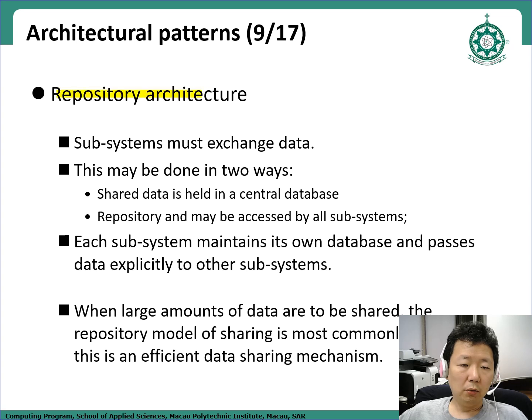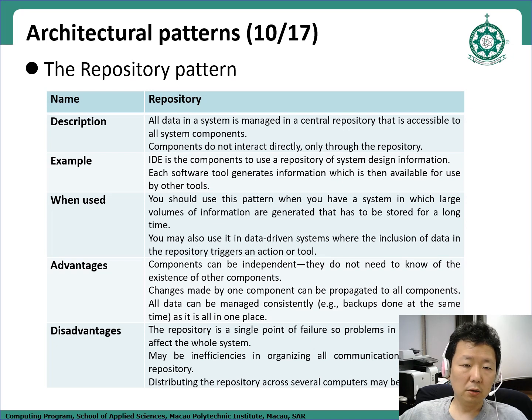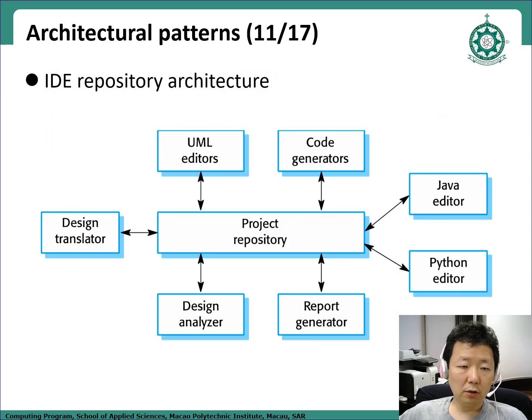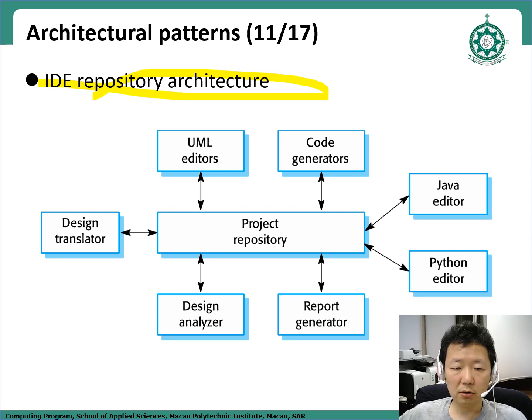And then when you design the system, you need to consider the repository architecture, or storage architecture, which means how data will be exchanged or stored. You can take a look at the definition, and again you describe the repository pattern based on this criteria. What is the description of the repository architecture? What is an example of it? When to use it, advantages and disadvantages? You can take a look at the pictures of it here. This one is an example of the IDE repository architecture.